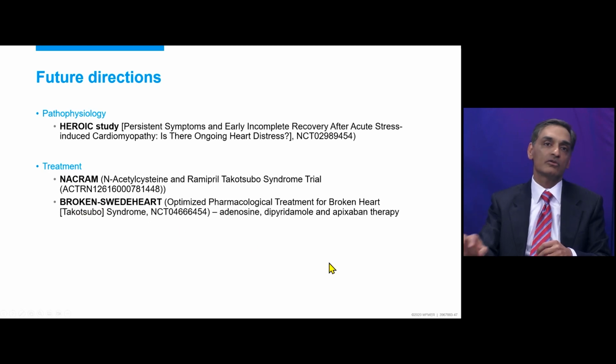There's a Broken Sweetheart trial that's going to start where they're going to do a 2x2 randomization to drugs that improve microvascular function using adenosine acutely and dipyridamole chronically, and randomizing to apixaban, which again is an interesting choice given the fact that thromboembolism is pretty rare. I'm not sure why these investigators are looking for that. But anyway, the important thing is that people are now designing randomized trials, and I think we will have better understanding of therapies in the years to come.